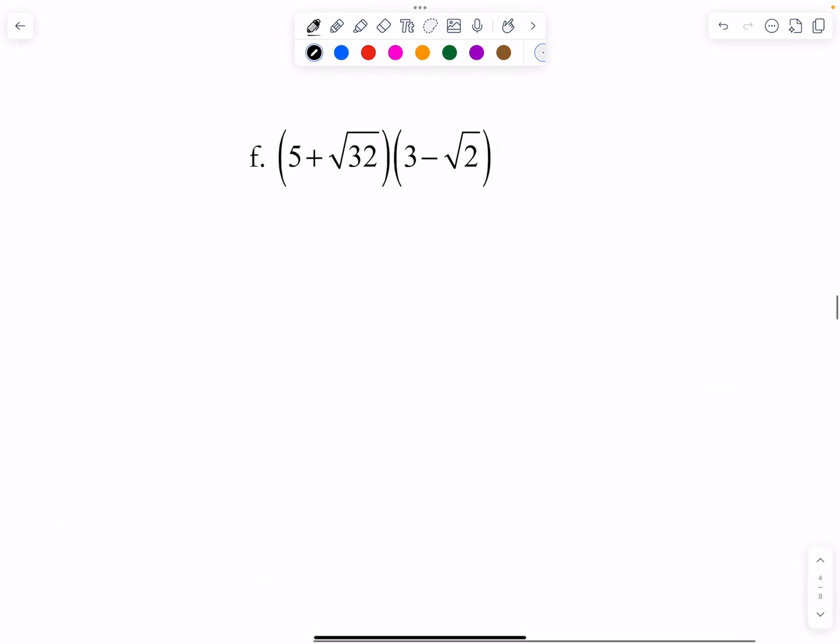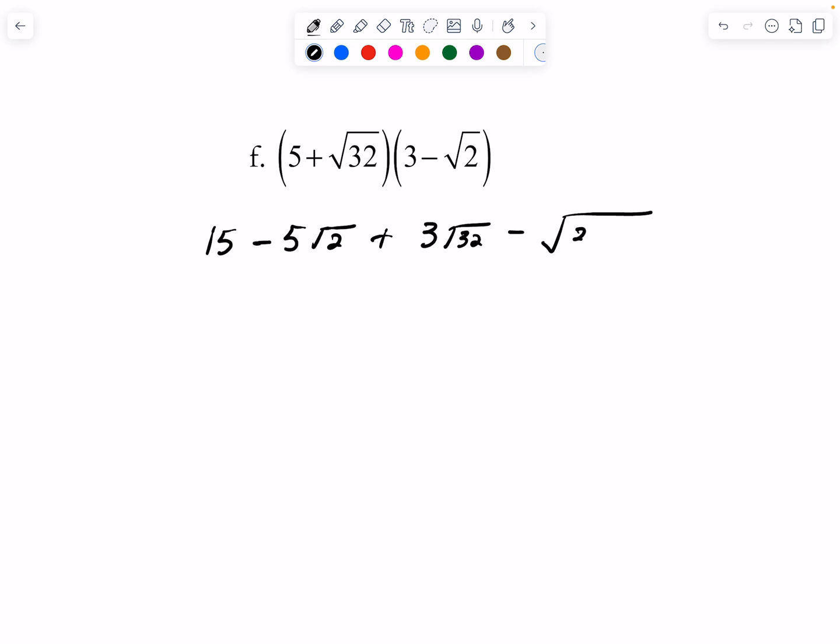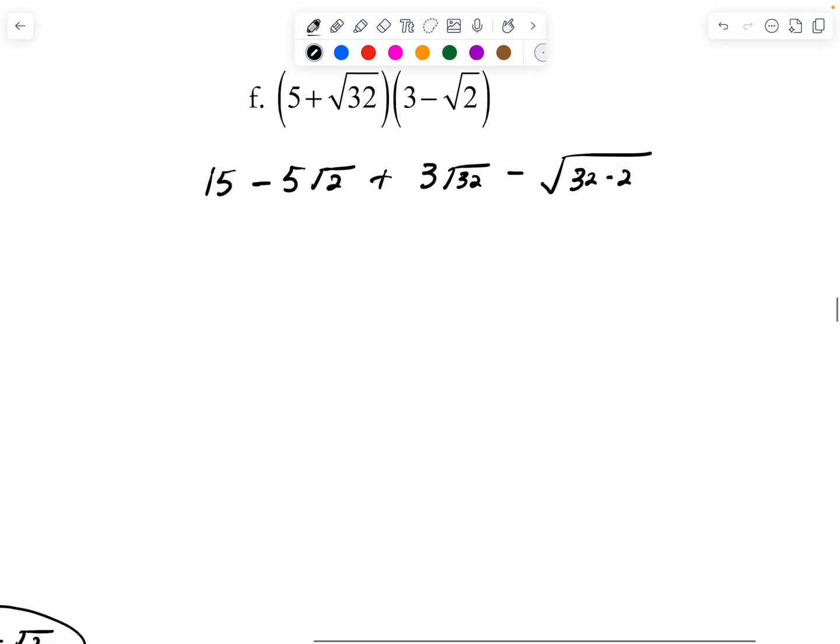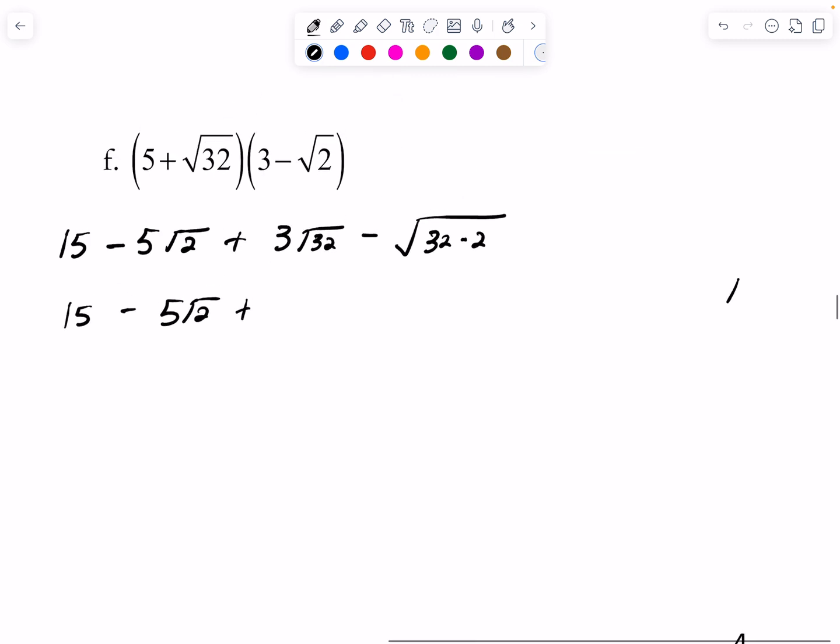All right, I'm going to multiply using FOIL here. 5 times 3 is 15. 5 times negative root 2 is negative 5 root 2. Plus 3 times root 32. Then minus, and just like I did before, keep the 32 and the 2 inside. Can't do anything with these right now. I can simplify that square root of 32. Right, if I do it over here, the square root of 32 breaks down into the square root of 16 times the square root of 2, which is going to be 4 root 2.